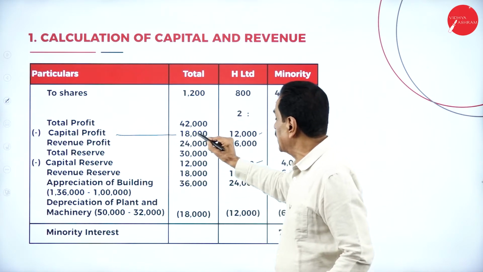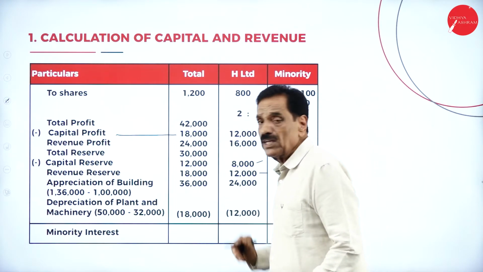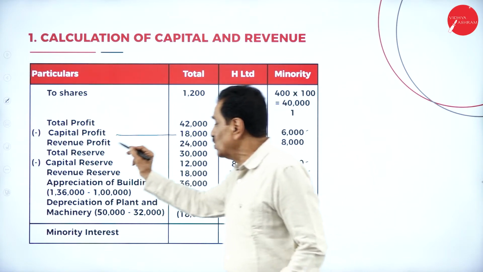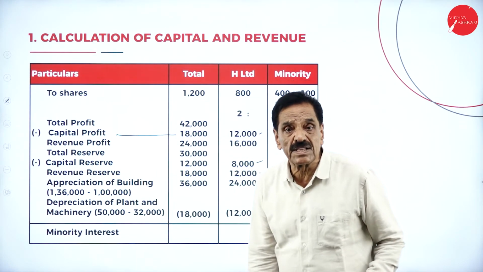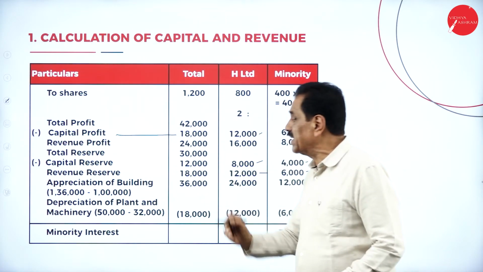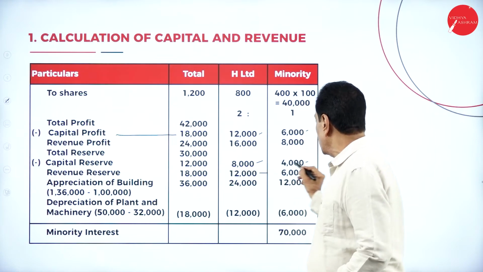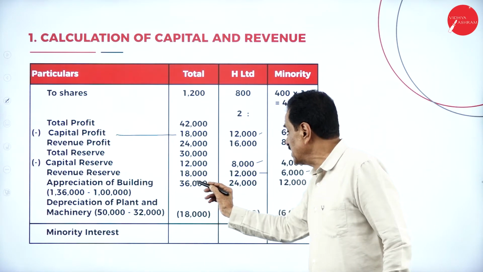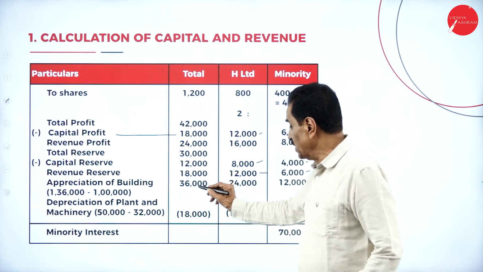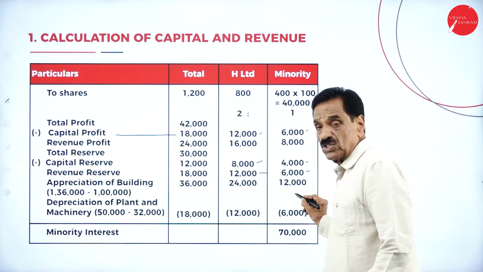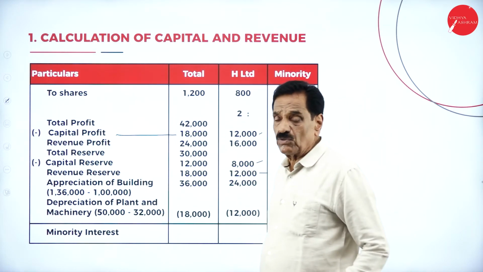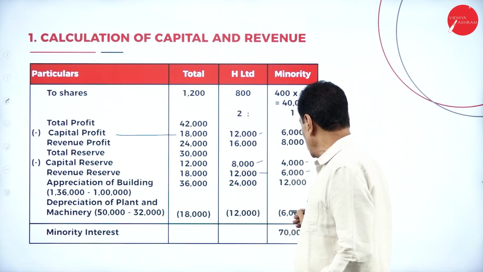At the time of acquisition, capital profit 18,000, remaining is 24,000, 12,000, 6,000, 16,800. The total reserve available is 30,000. Minus capital reserve available at the adjustment is 12,000, remaining revenue reserve 12,000, 8,000, 4,000, 18,000, 12,000, 6,000. There was appreciation of building to the extent of 36,000, 24,000, 12,000. There was a depreciation of machinery, 50,000 becomes 32,000, becomes 18,000, 12,000, 6,000.